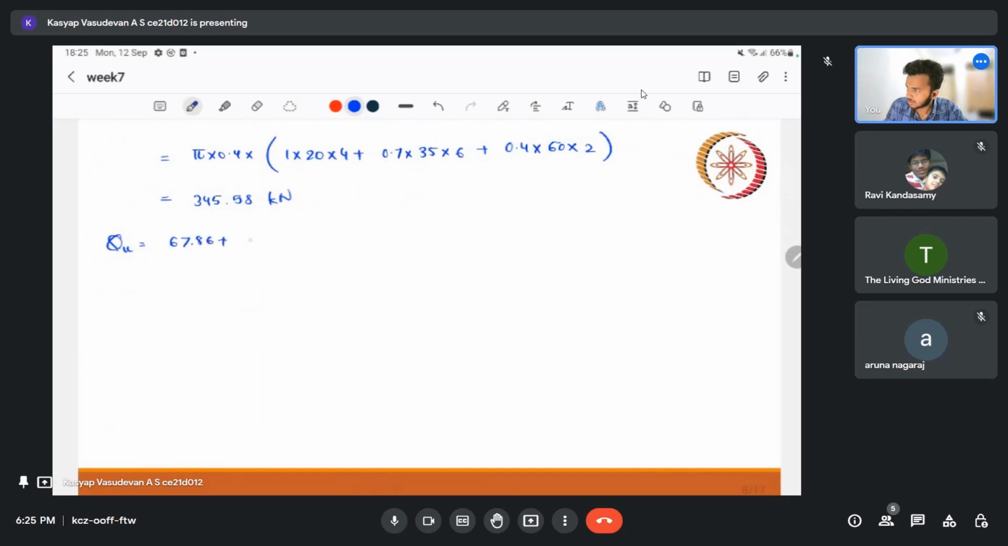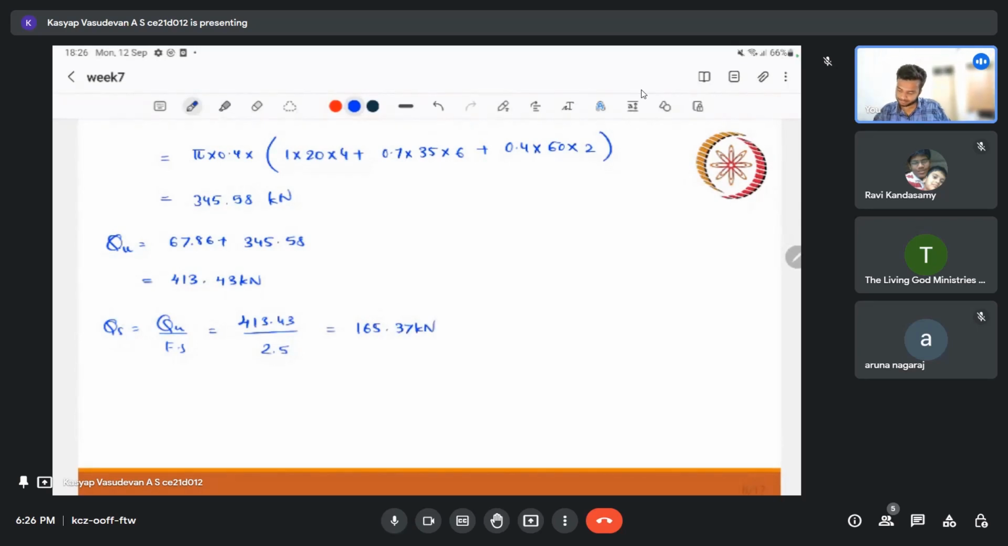So I can add both and get our Q ultimate, that is 67.86 plus 345.58, which is 413.43 kN. To get the safe load, we divide it by the factor of safety. That will be Qu by factor of safety, 413.43 by 2.5, which is equal to 165.375.